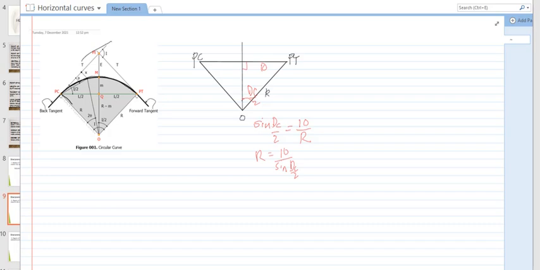Then another is to analyze the degree of curvature using arc basis. So this is the arc. The central angle of a circle that will subtend an arc of 20 meters. Using metric, let's say this arc is 20 meters. So let's analyze this using arc. Using geometry, what is the formula of the arc to get this measurement?